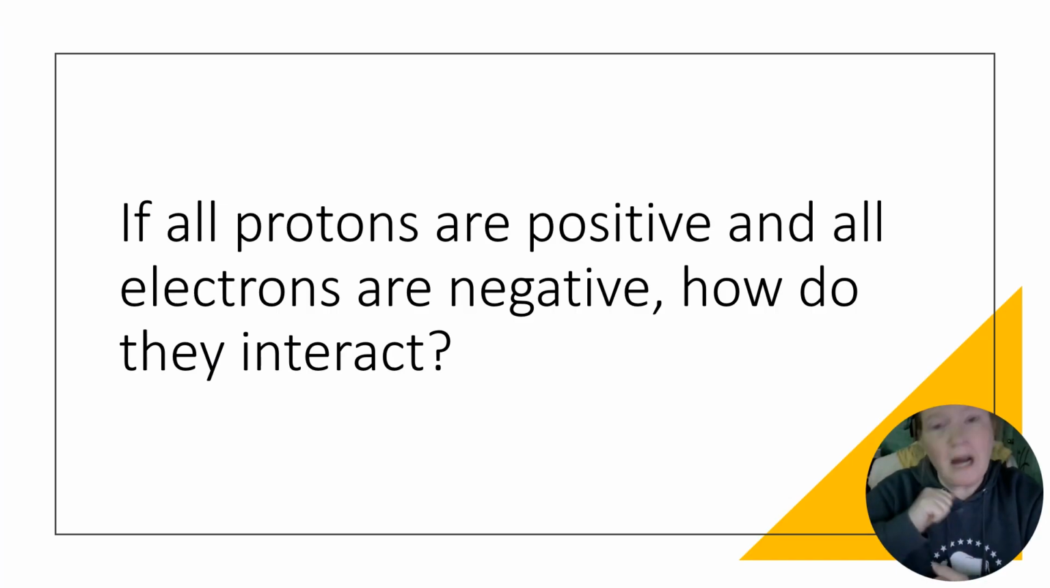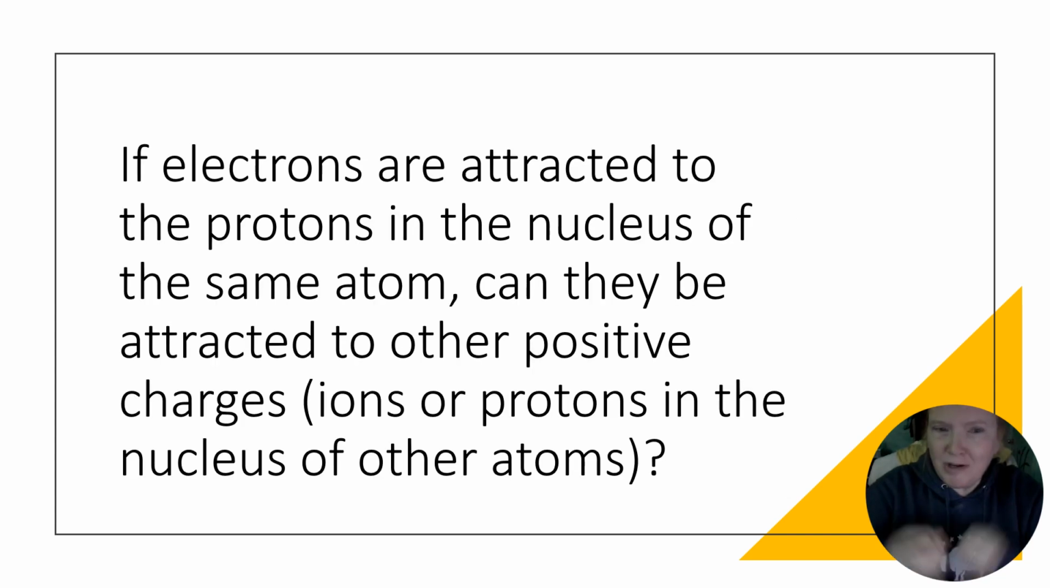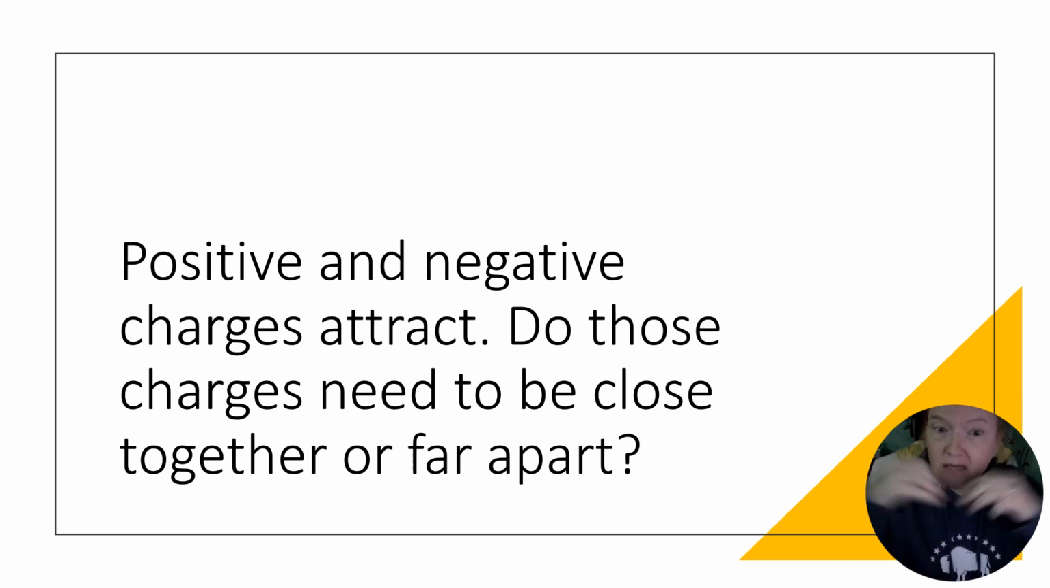So if all protons are positive and all electrons are negative, how do they interact? Well, electrons would be attracted to the protons, right? So if I have one atom of hydrogen, the electron would be attracted to the proton in the nucleus of that atom. Do you think those electrons could be attracted to other positive charges? Like, could they be attracted to other ions, or could they be attracted to protons in the nucleus of other atoms? What do you think? And if positive and negative charges attract, do those charges need to be close together or far apart? We talked about this before, so what do you remember?